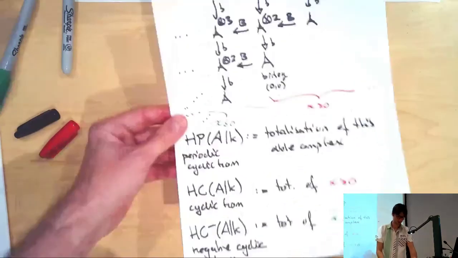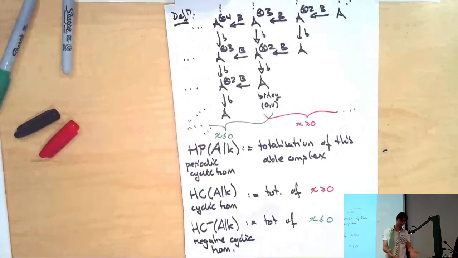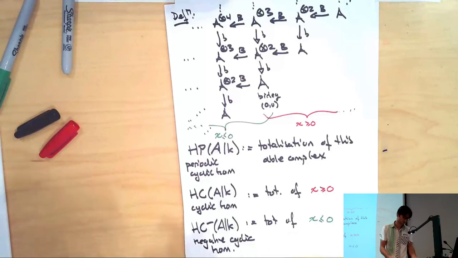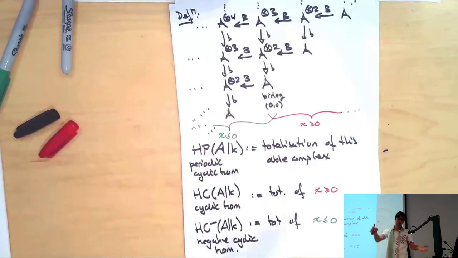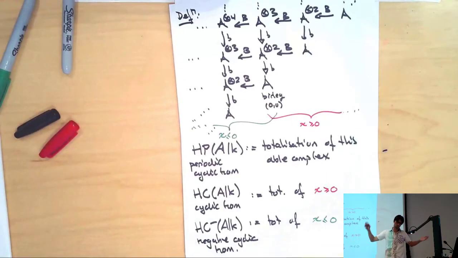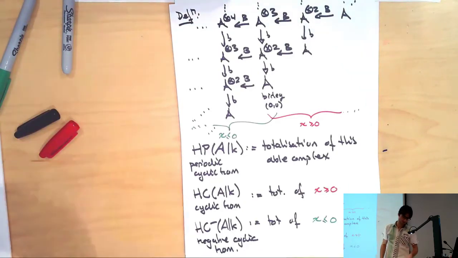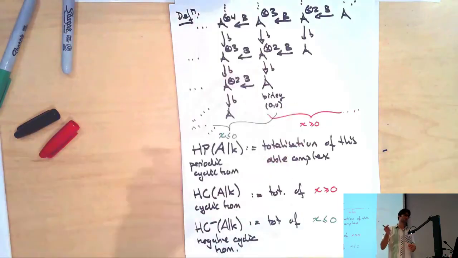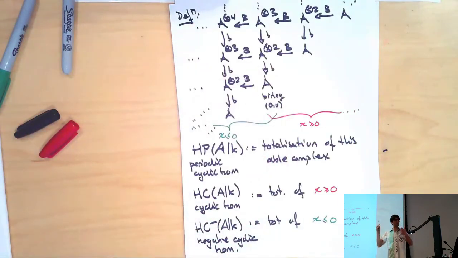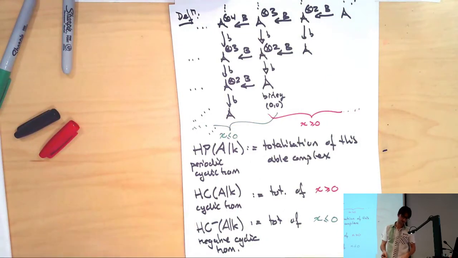So let's now write down some really coarse information to start with. As I mentioned, HP is given by totalizing something, and it's going to sit infinitely in both homological and cohomological degrees. It extends infinitely in both directions. For cyclic homology, there I totalized something in the first quadrant, so it will in fact just be sitting in positive degrees. And negative cyclic homology will again be going off infinitely in both positive and negative degrees.